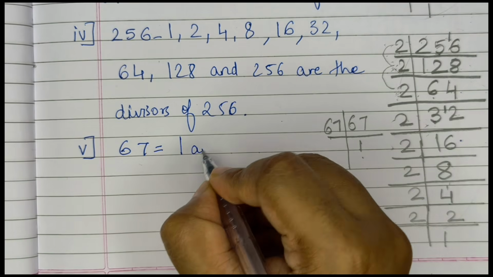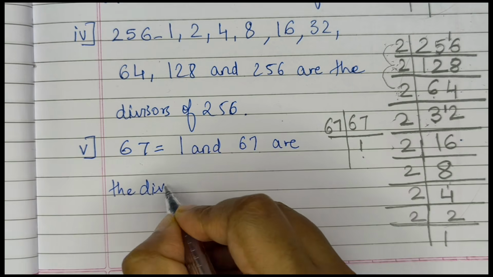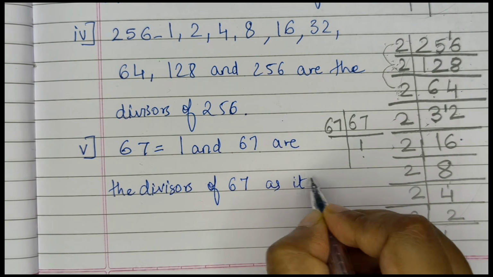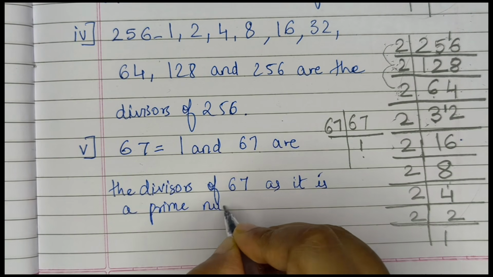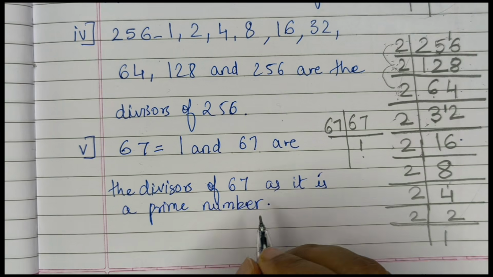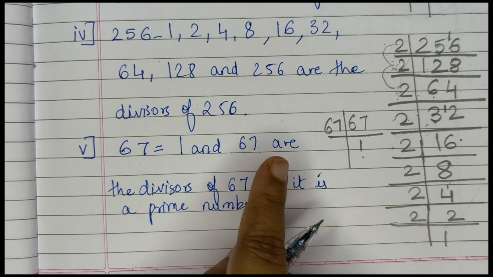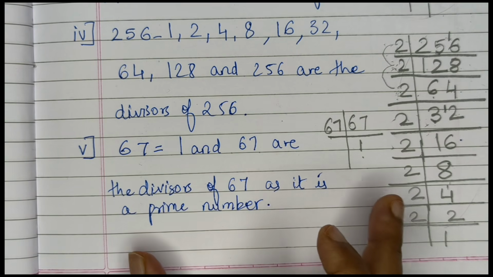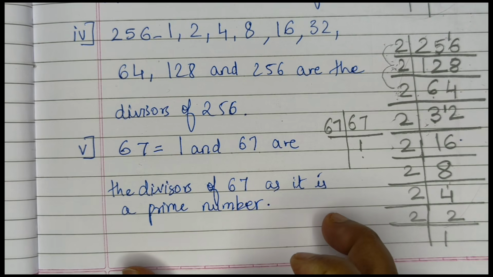So write: 1 and 67 are the divisors of 67 as it is a prime number. Understood? So whenever you get a prime number like 67, 23, 41, these numbers do not go in any table. They only go in 1 and the number itself. So we have to say 1 and 67 are the divisors of 67 as it is a prime number. Okay, understood here?